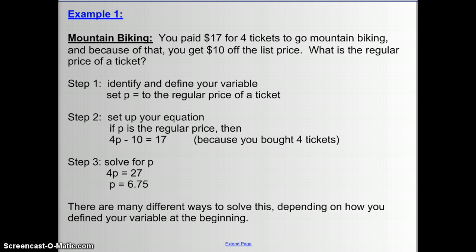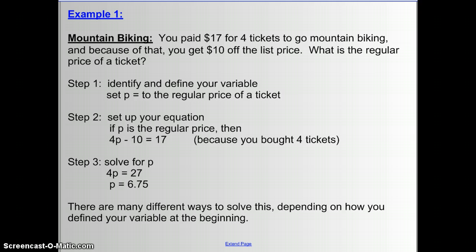Okay? So to solve for P, I'm going to add 10 to both sides. So I get 4P equals 27. And then I divide by 4 to get P equals $6.75.